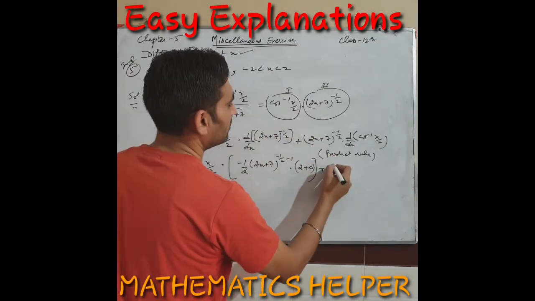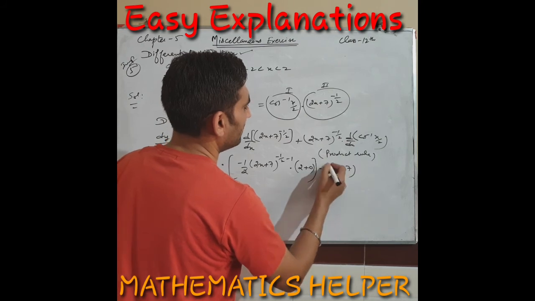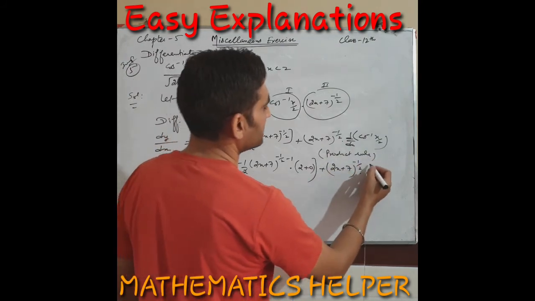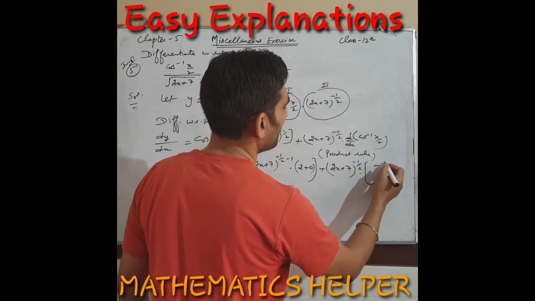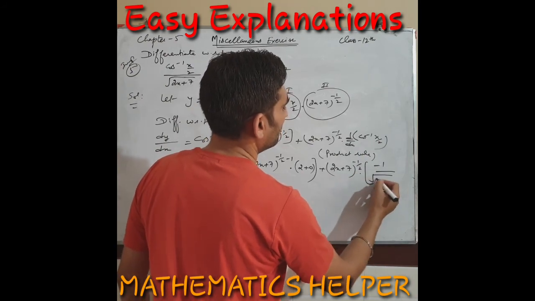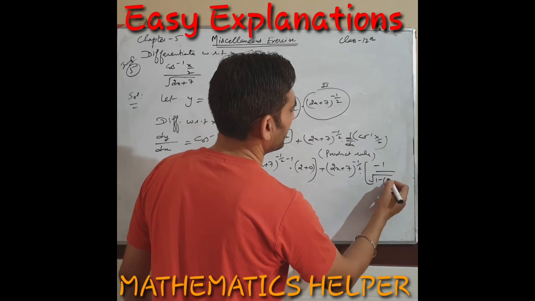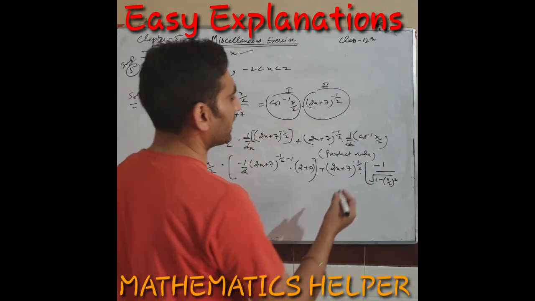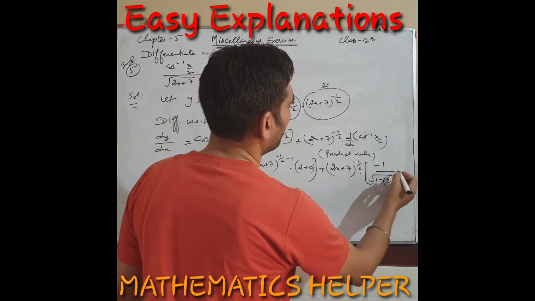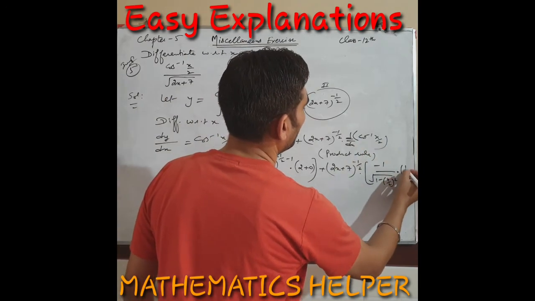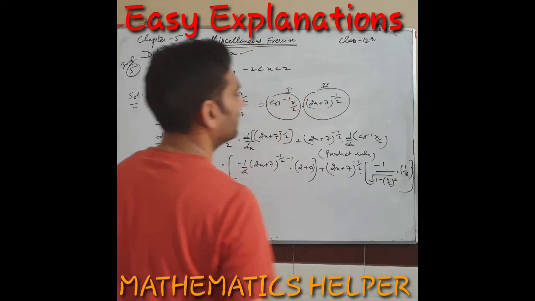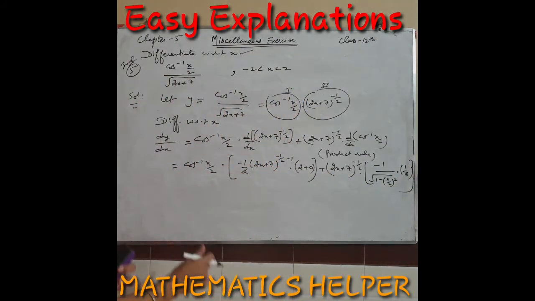Now next, 2x plus 7 raised to power minus half as it is, times the derivative of cos inverse x over 2, which is minus 1 over square root of 1 minus angle square, meaning x over 2 square. And after that, don't forget to write the derivative of the angle. It will be 1 over 2 here. So it is 1 over 2 along with it. So we have our calculation now.